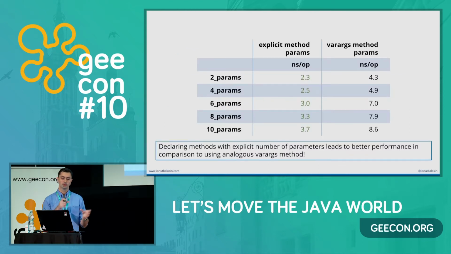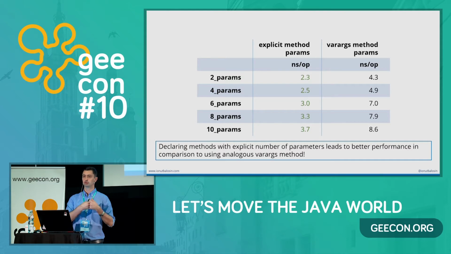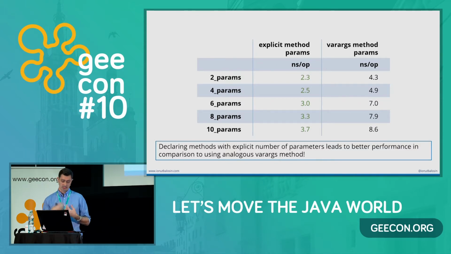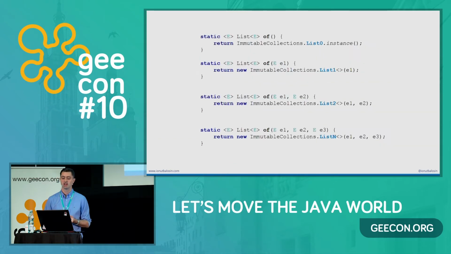Also, I did a quick test between two versions of a method, one with an explicit number of parameters and one with varargs parameters. And in all the cases, the one with the explicit parameters proved to be quicker, because in that case there is no penalty of extra parameter manipulation and array allocation. So that's why the Oracle guys decided to create those fixed methods up to a certain number of parameters and then switch to varargs.